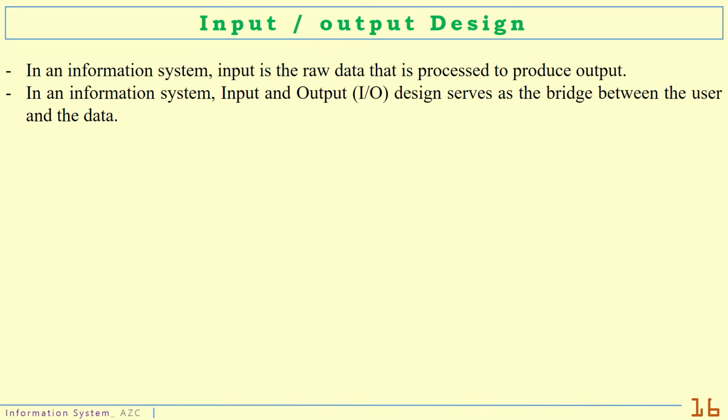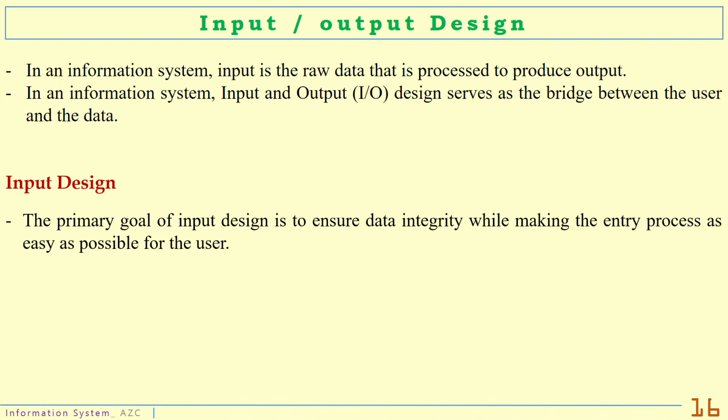Input-output design. In an information system, input is the raw data that is processed to produce output. In an information system, input and output design serves as the bridge between the user and the data. Input design. The primary goal of input design is to ensure data integrity while making the entry process as easy as possible for the user.